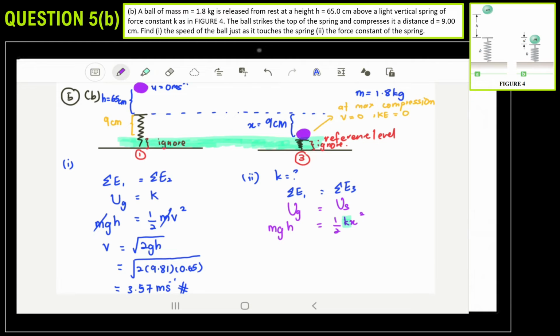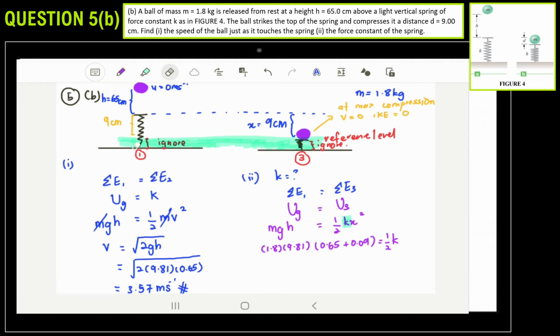You can see here the mass is 1.8 times 9.81, and the height is 0.65 plus 9 cm converted to meter, 0.09, and it's equal to half k. We want to find k, and how about x? X is the amount of the compression of the spring. So this is x, 9 cm.